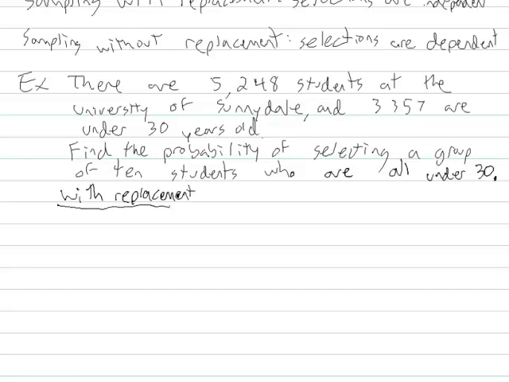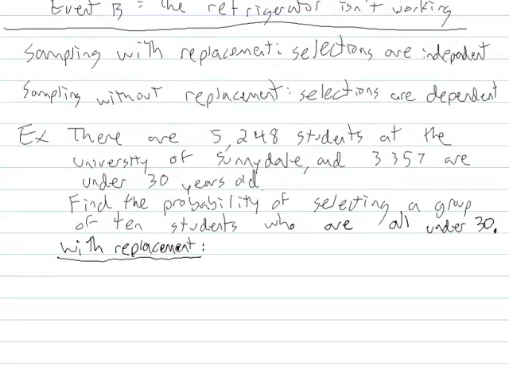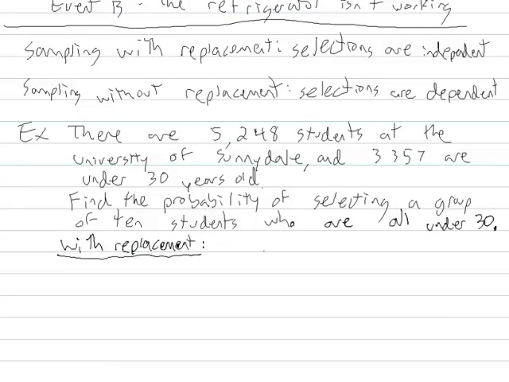If we do this with replacement, then all the selections are independent. Right, selections are independent, meaning I select the first person, and whether they're under 30 or not, I put them back in the pool from which I can choose students, and I could possibly select that same person again. That means every single time after the first selection I put them back, there are still 5,248 students left to pick from for the second selection. And then I put that second person back, and there's still 5,248 students to select from for the third selection.